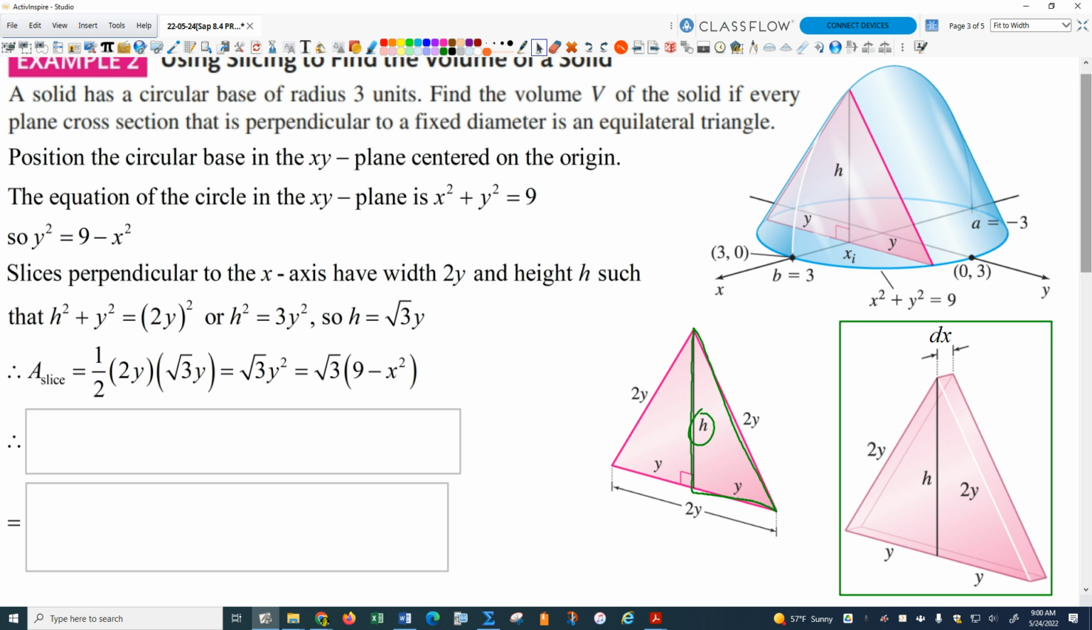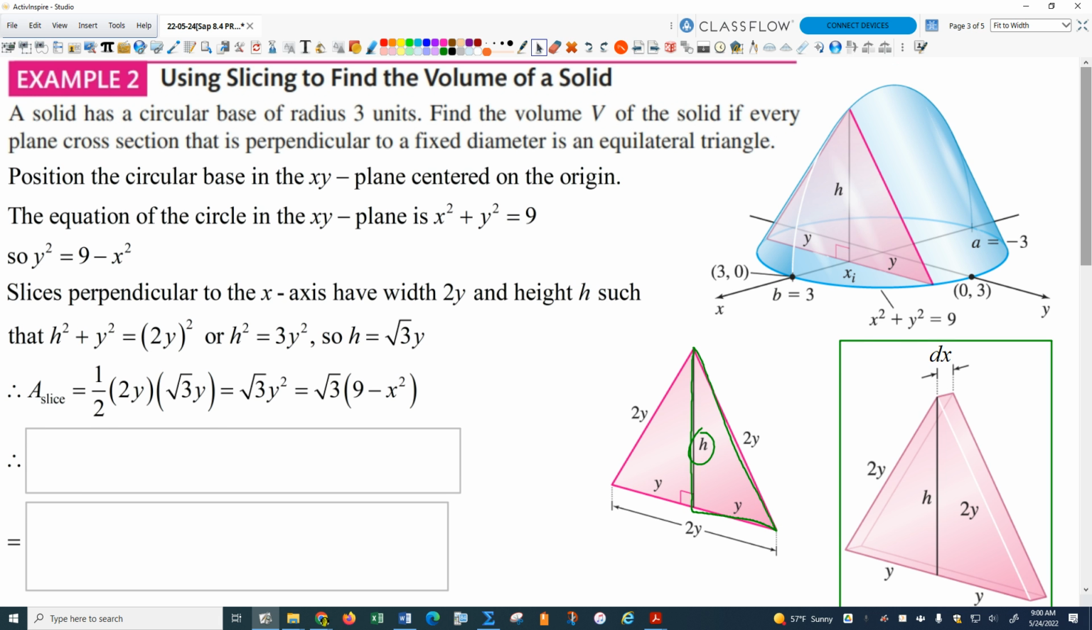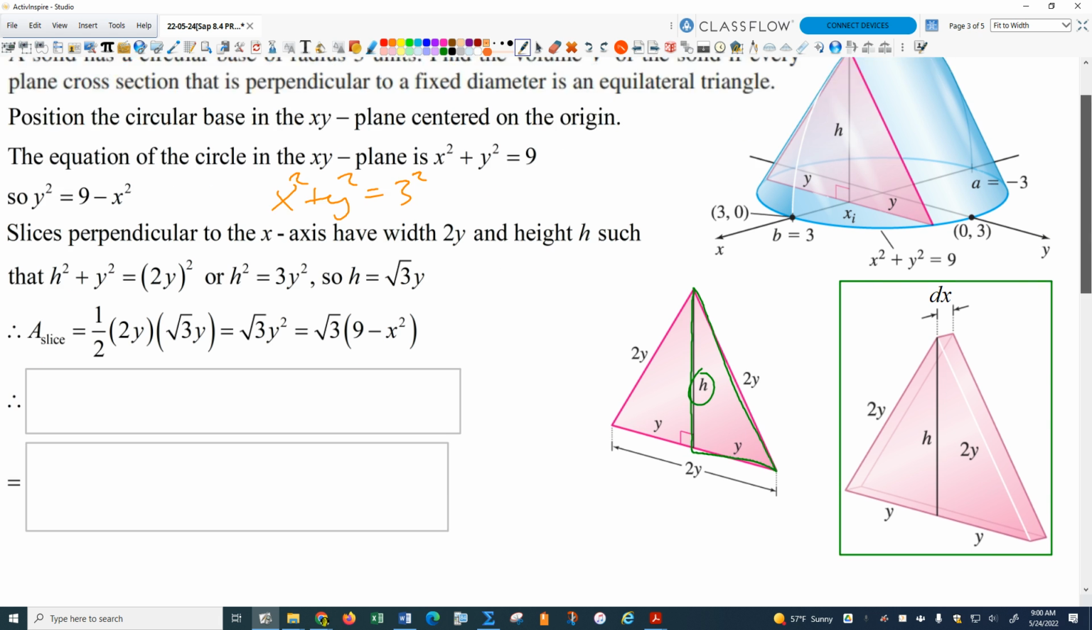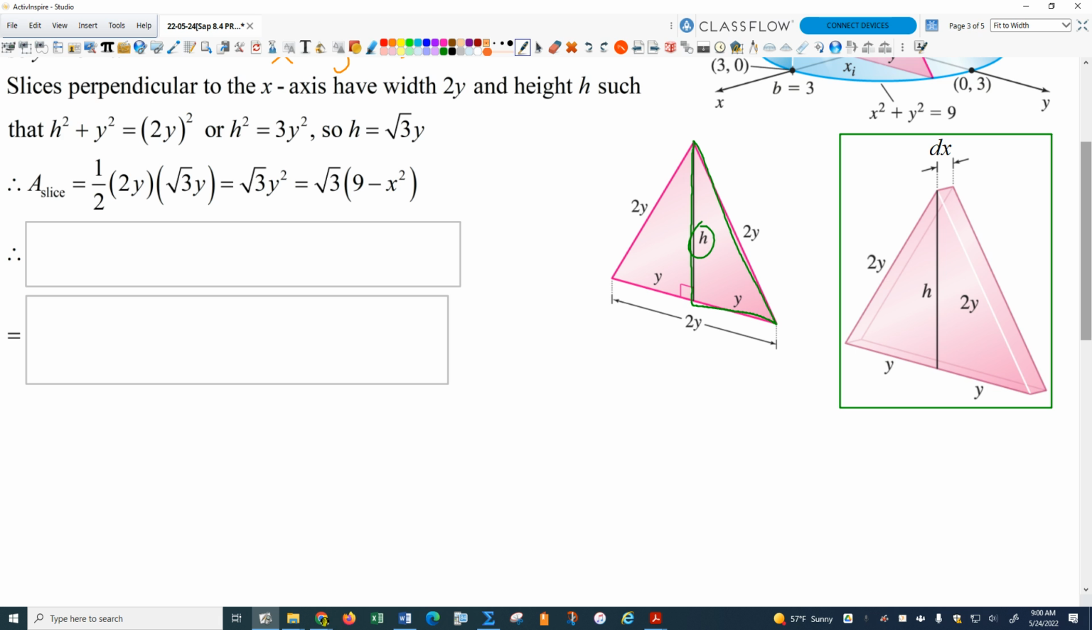This is a circle, right? And there's the definition. Okay, they tell us that the base is a circle of radius 3. Well, what's the equation of a circle centered on the origin of radius 3? That's just x squared plus y squared equals 3 squared, right? And so y squared equals 9 minus x squared.